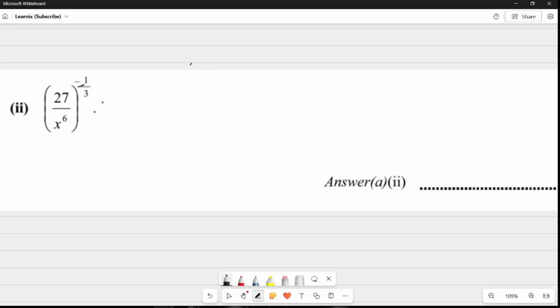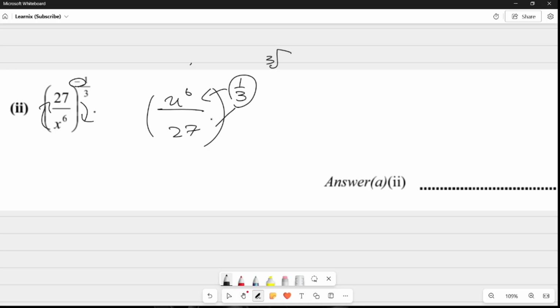Negative indice here. Okay, negative over here, that means we're going to reciprocal, bring that down, bring that up, so we're going to have x to the power of 6 over 27 whole 1 over 3. Remember, 1 over 3, what does that mean? That means cube root, right? So apply the cube root to x to the power of 6 and 27. What are we going to get? We're going to have the cube root of x to the power of 6 and the cube root of 27, right?